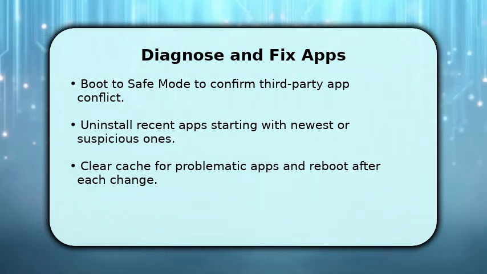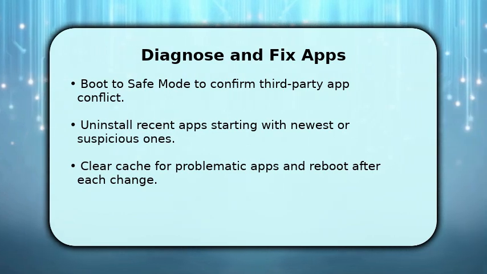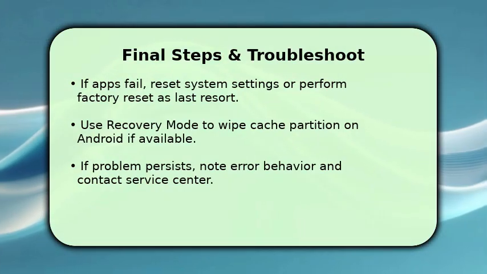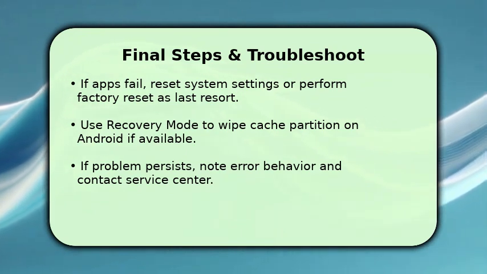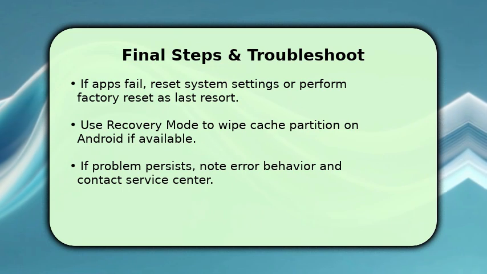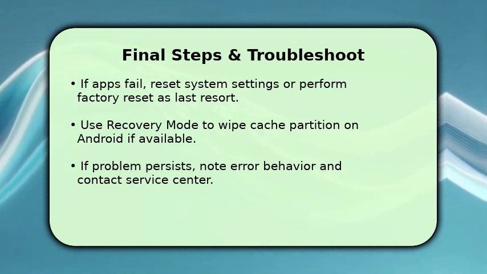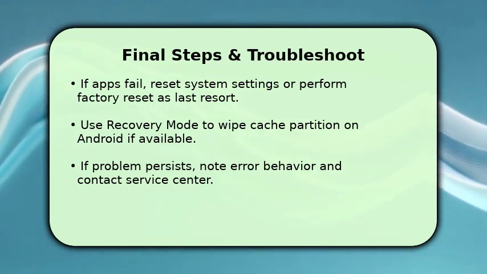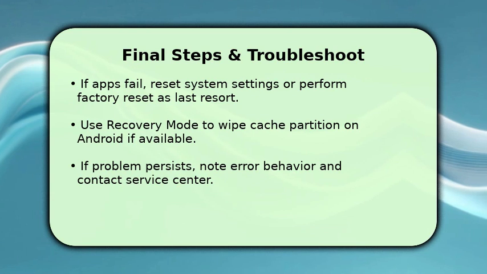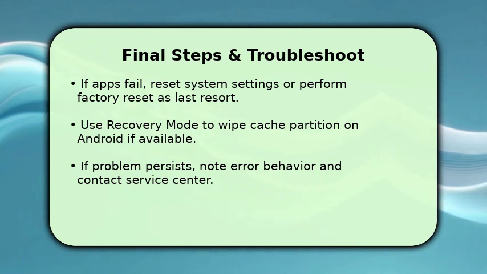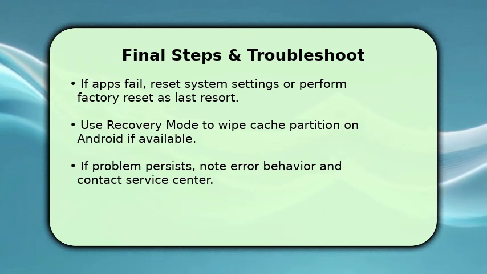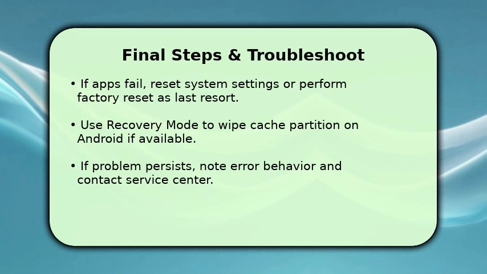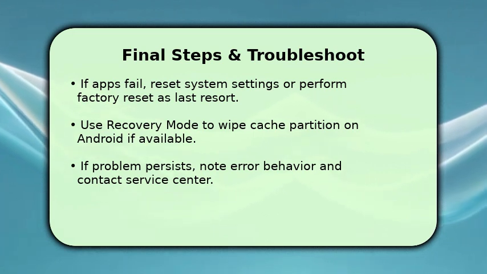You finish by restoring normal operation. First, try resetting system settings, which preserves data but clears misconfigurations. If that fails, back up and perform a factory reset. This removes persistent software faults. On Android, wiping the cache partition from recovery mode can also fix boot loops without data loss. If none of these work, document exact symptoms and repeated error messages, then contact the manufacturer or a service center. This helps technicians.